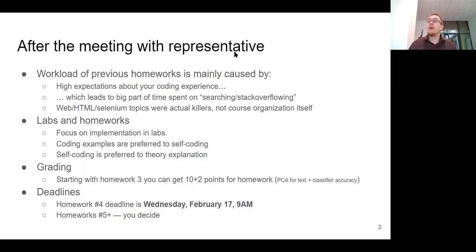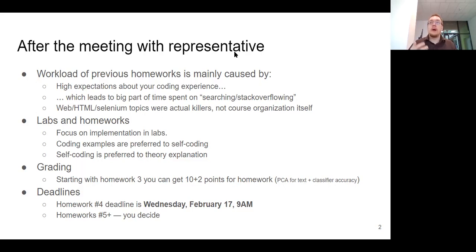That's the problem. And the major part of this time is not on the essence of the course. It's on crawling the web, searching, and doing Stack Overflow research. And actually, it doesn't mean that the whole course is organized like this. It's not the problem of the course organization. It's the problem of particular parts of the course. Actually, web programming, HTML, and using Selenium. And all the complaints, all the requests, all the examples which Ikram provided were about doing something with the web.